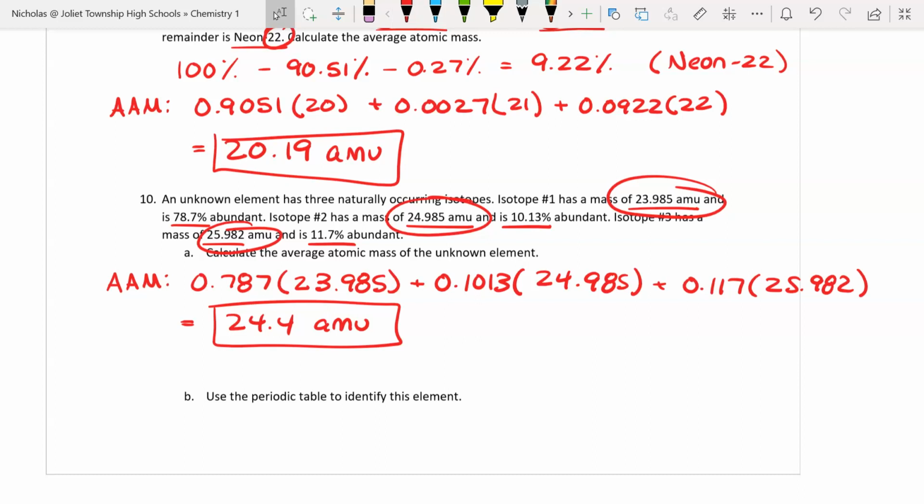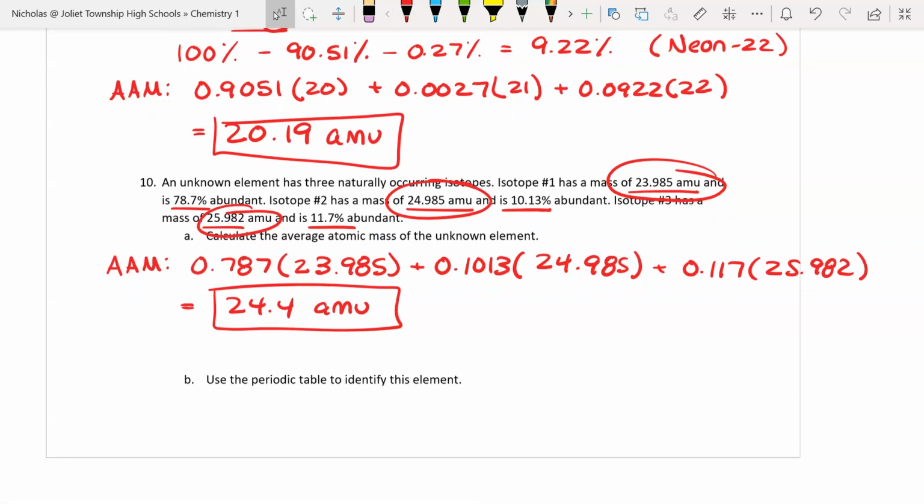All right, now the second part tells us that we need to use the periodic table to identify this element. So if we pull out our periodic table and take a look at it, we're looking for the element that has an atomic mass that is closest to 24.4. So if you follow the periodic table and look at the number at the bottom, the average atomic mass that ends up being closest is magnesium.